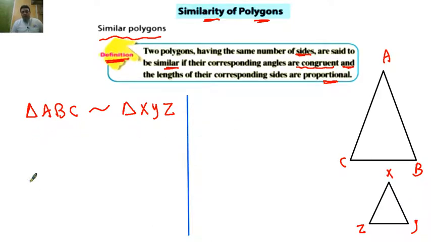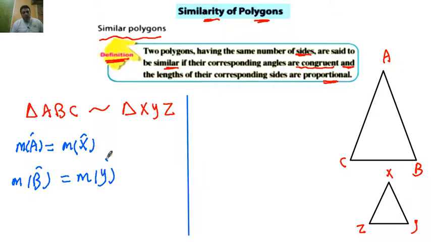The relation between angles: the first angle, measure of angle A, equals or is congruent to the first angle, measure of angle X. The second angle, measure of angle B, equals the second angle in the second triangle, measure of angle Y. The third angle, measure of angle C, equals the third angle, measure of angle Z. That is, the corresponding angles are congruent or equal.